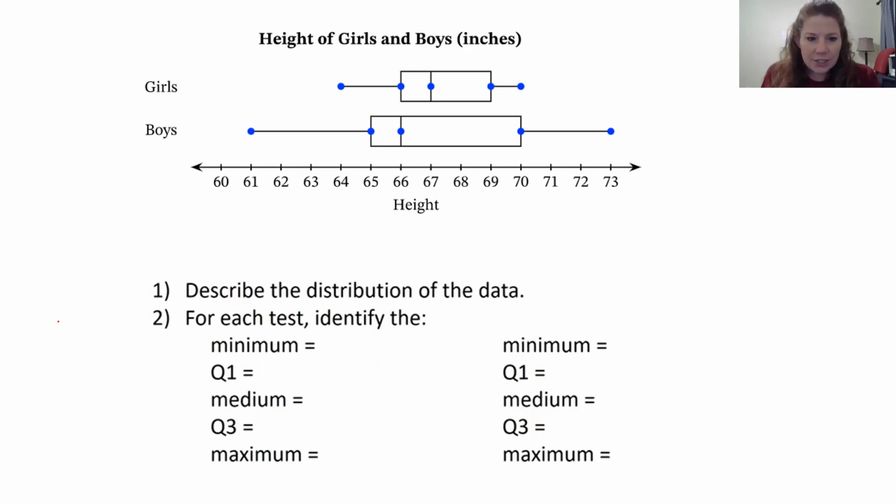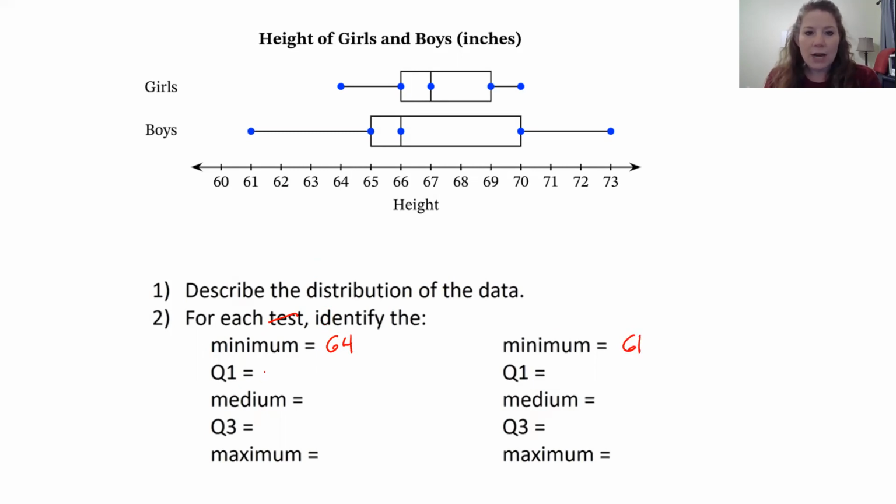All right, so it says describe the distribution of the data. Like I said, based on our double box and whisker plot, the girls' heights are more consistent and the boys' heights are more varied. For each graph, identify the minimum. So what's the minimum for the girls? The shortest girl is 64 inches. The shortest guy is 61 inches.